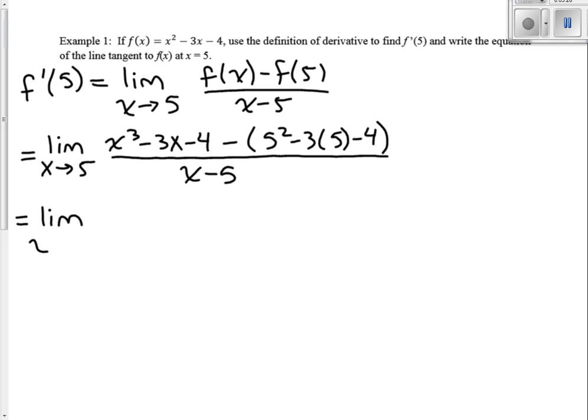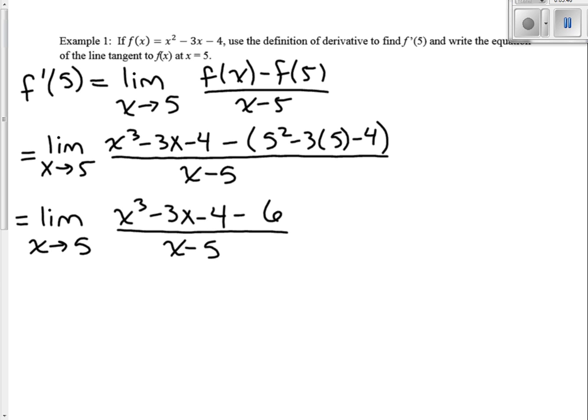Now, we've done our calculus. All we're doing right now is arithmetic and algebra. My x cubed minus 3x minus 4 stays the same. I work out what I have here. I have 25 minus 15 minus 4, which I believe is 6, all over x minus 5.